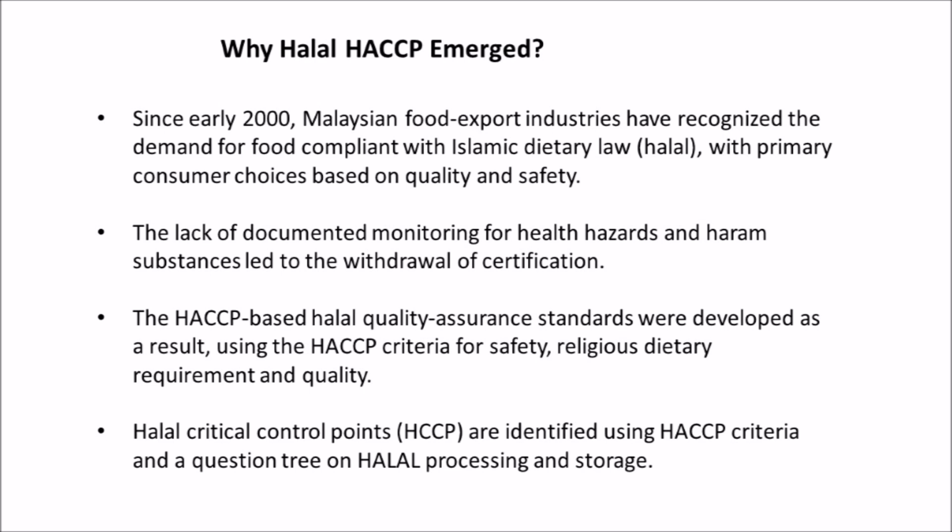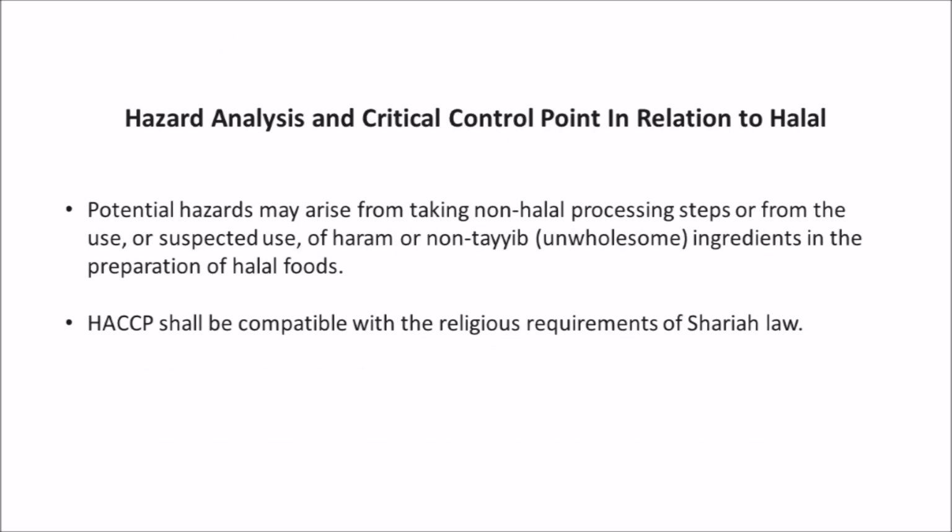The HACCP-based halal quality assurance standards were developed using the HACCP criteria for safety, religious dietary requirement, Islamic dietary law, and also for quality. Anything which is good science, apart from the halal religious matter, we can adapt and adopt in line with the Islamic perspective. Islam does not forbid. Halal critical control points, HCP or HCCP, are identified using HACCP criteria. Now we blend together because it helps as a criteria to identify this, and a question tree, a decision tree on halal processing and storage. Hazard analysis critical control point in relation to halal.